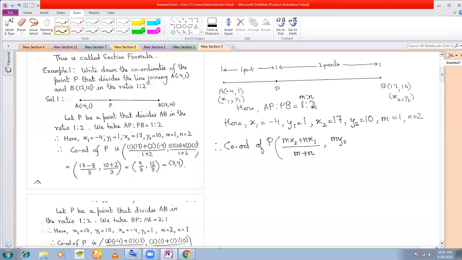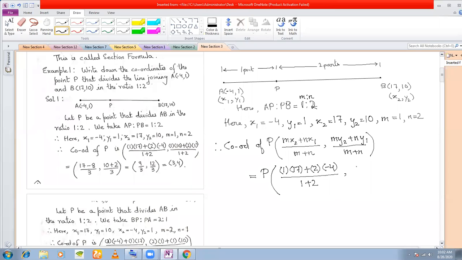m y2 plus n y1 by m plus n. Now we simply need to put the values here. You have taken m as 1, so we put m equal to 1, and x2 we have taken as 17, plus n is 2 and x1 is minus 4. M and n are 1 and 2, so m plus n is 1 plus 2.